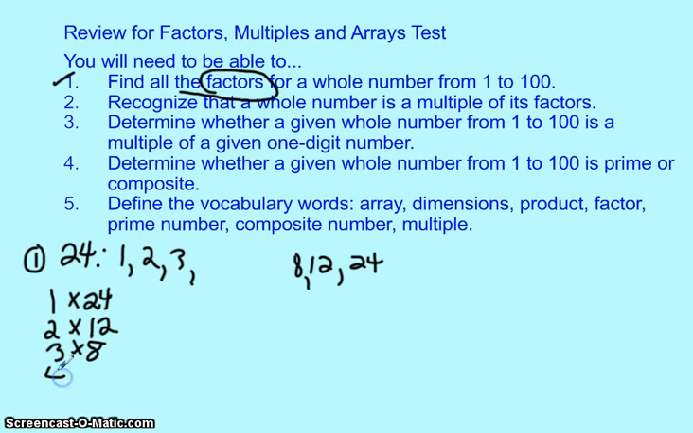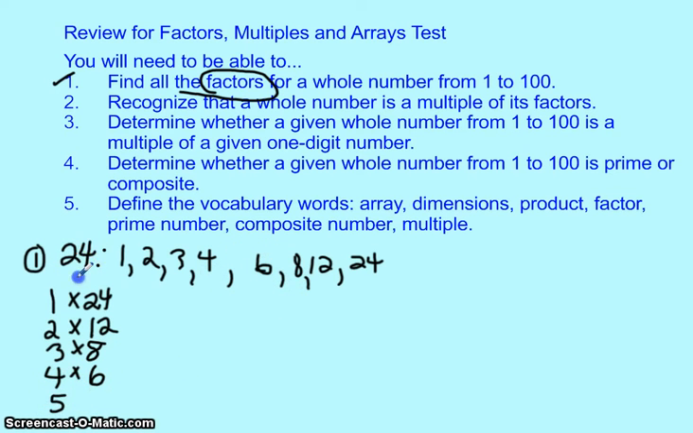Now we'll go on to 4. You notice I'm still going in order. 1 group, 2 groups, 3 groups, 4 groups. And 4 times something equals 24. Can I divide 24 into 4 equal groups? I can. I can put 24 into 4 equal groups of 6. So 4 times 6 is 24. So now I'll go on to 5.